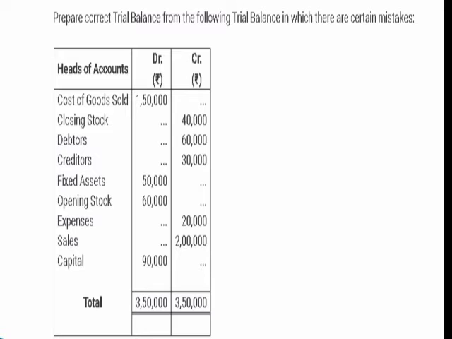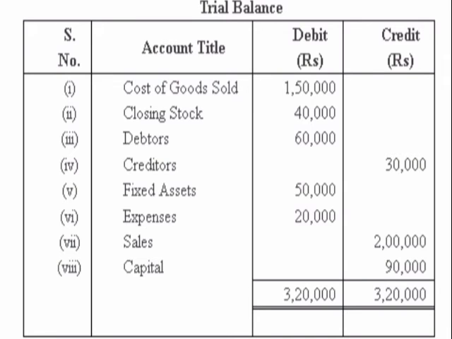Now we are discussing this problem. Cost of goods sold is a cost expense, so it will be shown in the debit column, and closing stock again in the debit column. Then debtors in debit, creditors in the credit column as a liability, fixed assets in debit. Opening stock will not be shown because it is a part of cost of goods sold. Expenses, these are indirect expenses, so 20,000 will be shown again in the debit column, sales in the credit column, and then capital also in the credit column.